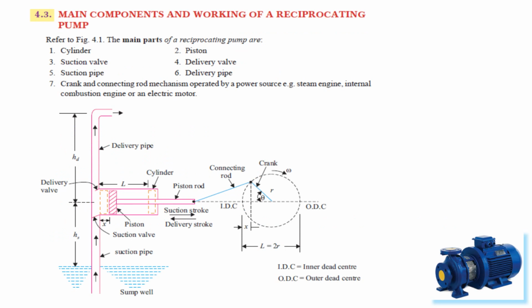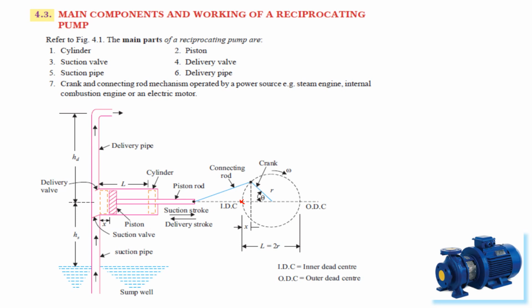As we discussed, these are the major parts of reciprocating pumps. The reciprocating pump consists of a cylinder with a piston arrangement. The piston rod is connected to a connecting rod and through a crank. When the crank is at this point, it is IDC, and the piston will be at top dead center, or inner dead center.